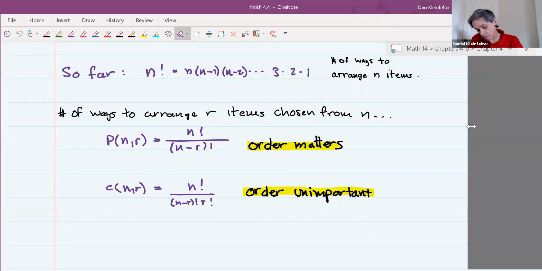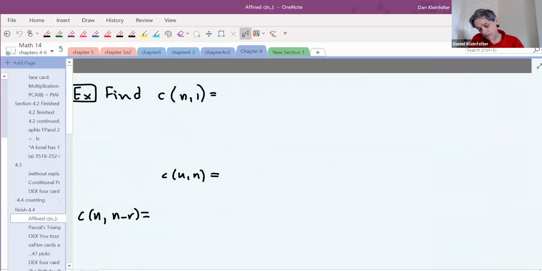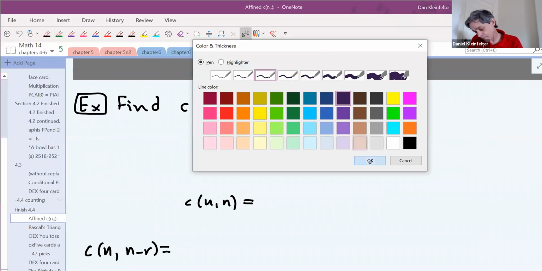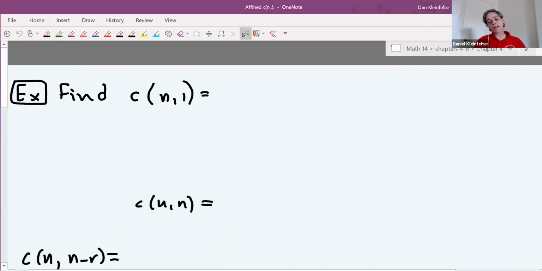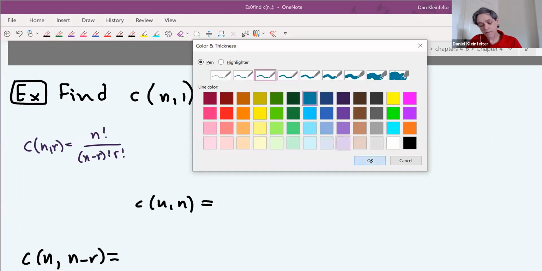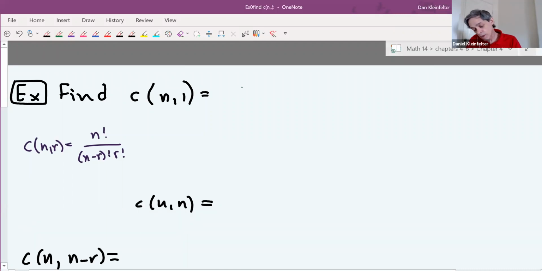So here I wanted to start by doing another couple of examples just of making the calculations. So the first thing to do is we want to find C(n,1). Let me just repeat the formula here for you. C(n,r) is going to be n factorial over r factorial times n minus r factorial. In this particular example, our n is still n, but our r is 1. So here we will have n factorial, divided by n minus 1 factorial, and then 1 factorial.